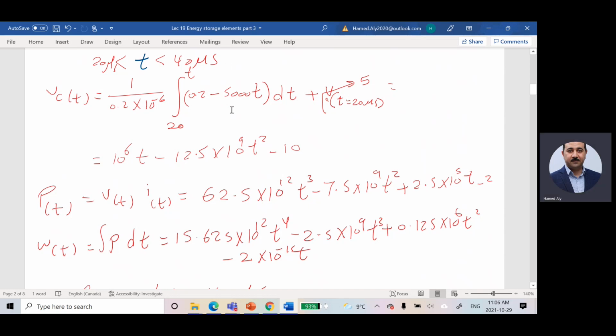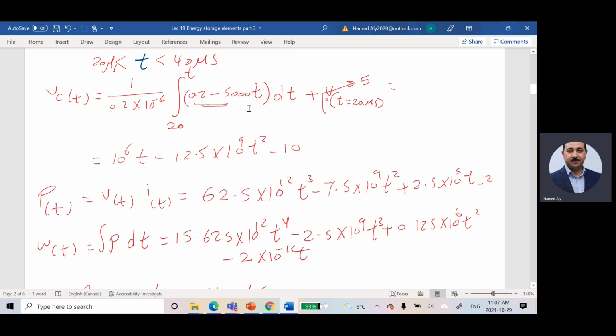So substitute in this. The integral of this is 0.2 times t minus 5,000 t squared over 2, right? Then substitute from 20 to t, plus 5. This is the last equation that I got. If you substitute in this, it will give you 0.2t, and you will substitute t from 20 up to t. So 0.2 multiplied by open brackets, t minus 20.